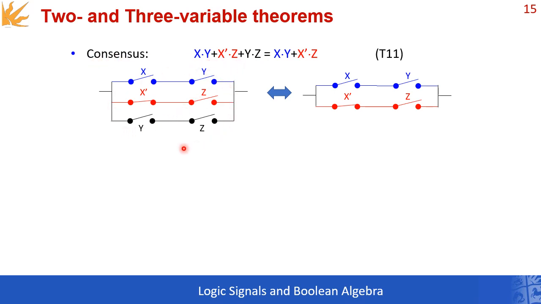Let's try to approach this by using switches. Just notice what the result would be if you just got rid of the black part over here, which is y times z. Would it be different? Actually, this part doesn't play much of a role. If by using switches this is not enough for you to understand why we have the consensus theorem, then we can actually prove it by using a series of other theorems.